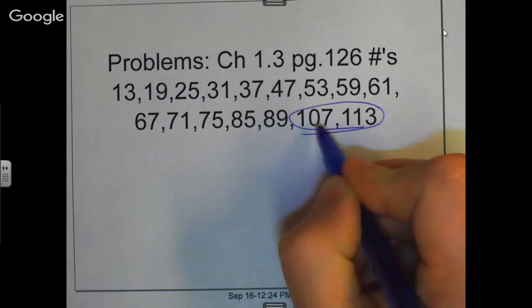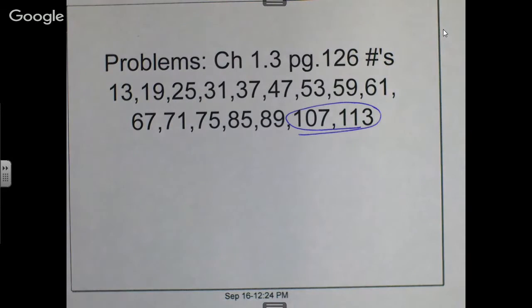So here's your suggested problems. Focus on these word problems here. They could be on the test there. And if you have questions, please don't hesitate to let me know before or after school.